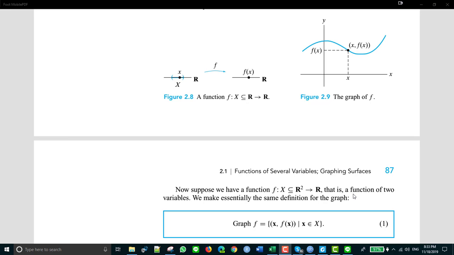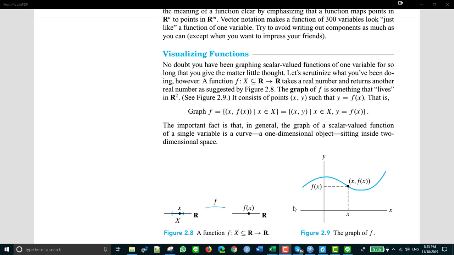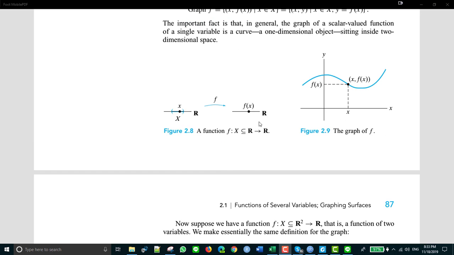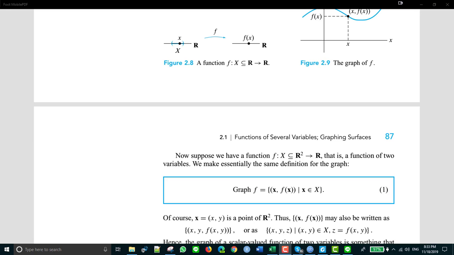So now suppose we have that, a function of two variables, we make essentially the same definition for the graph. So the graph of f is equal to the set of all x comma f of x, but x is a vector, such that x is in X. So this is very similar to this one. She says, of course, x is a vector, so we could call it x comma y, a point in R2. Thus, this may also be written as this.